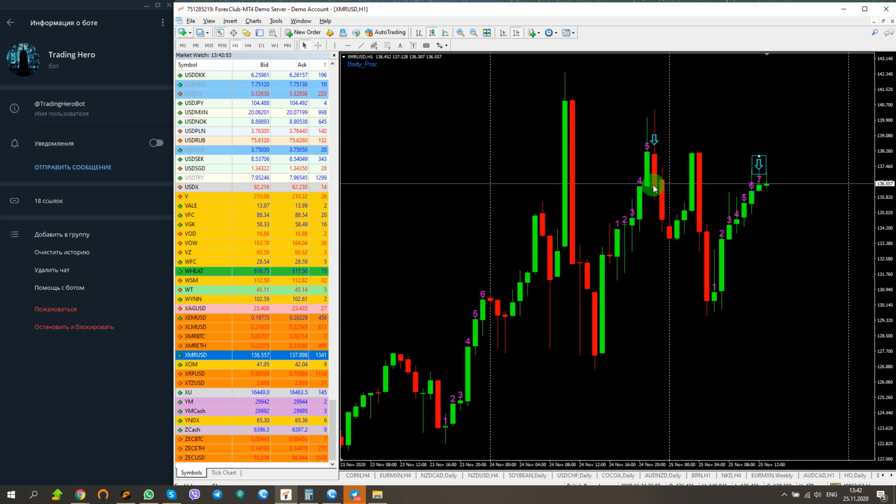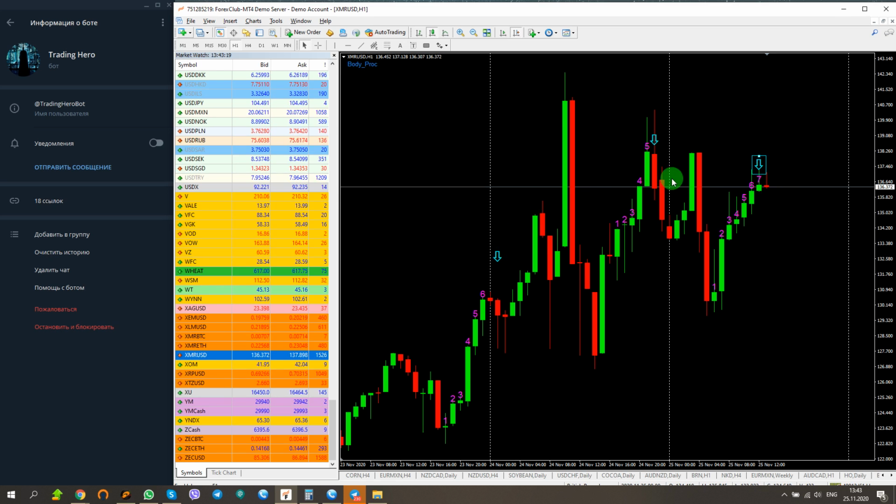So we have these 5 candles in a row on the 1 hour time frame on Monero. It is a cryptocurrency, it's very volatile. So in this instrument we can enter this deal after 5 or 6 candles are closed, and we can expect the market to go in the opposite direction after this event.